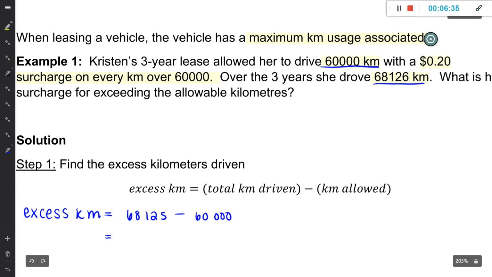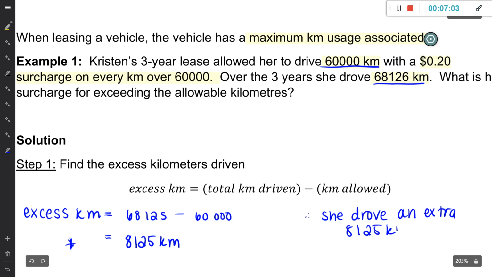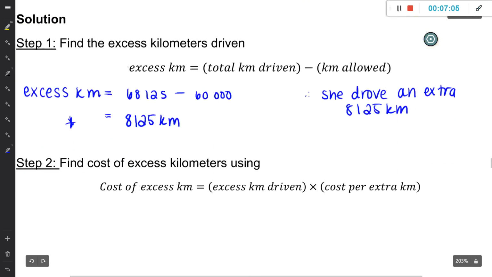So now I'm just going to subtract those two. You're going to do 68,125 minus 60,000. Punch that into your calculator, and you got a total excess of 8,125 kilometers. So that's how much extra she drove. Therefore, she drove an extra 8,125 kilometers. This she has to pay extra for.